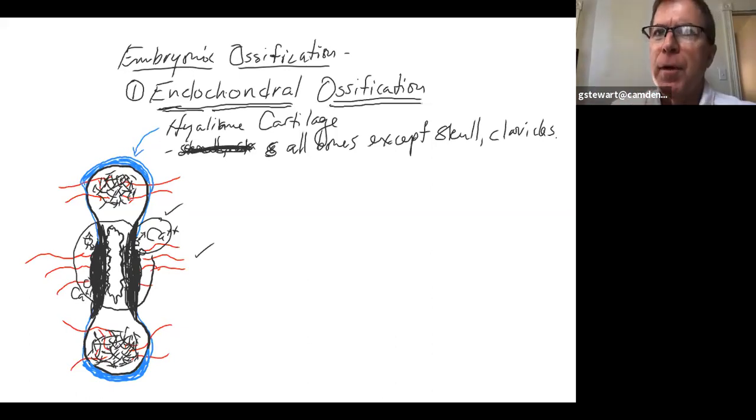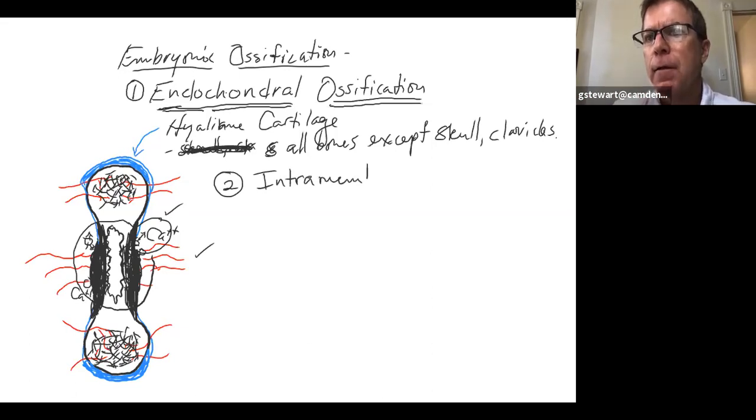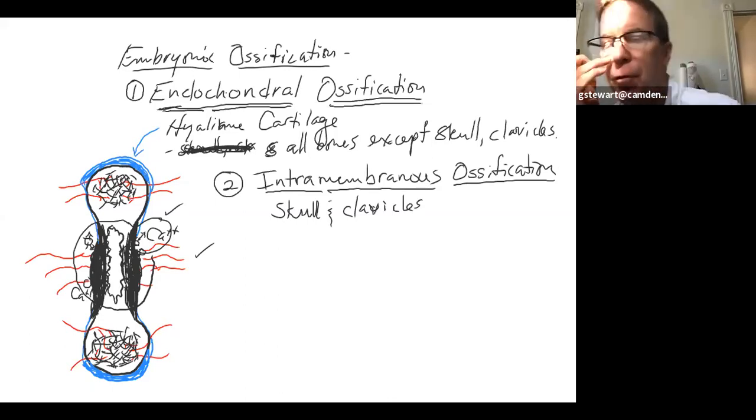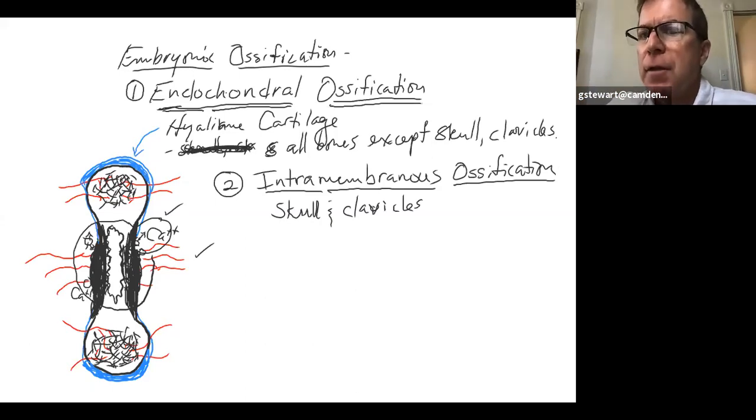The second form of embryonic ossification is called, number 2, intramembranous ossification. And that means inside of membranes, we get bone forming. This would be bones of the skull and clavicles. And technically, the bones of the skull, except for the mandible, which uses endochondral ossification.